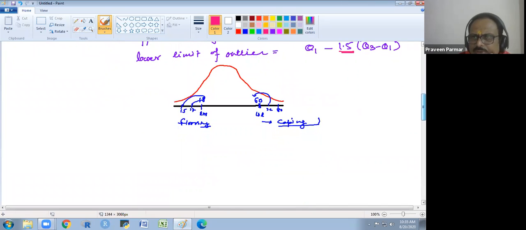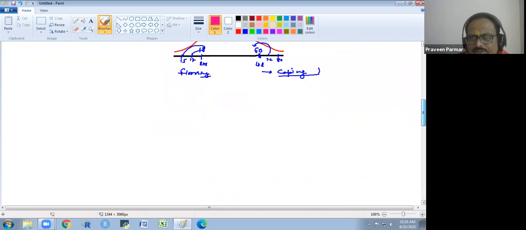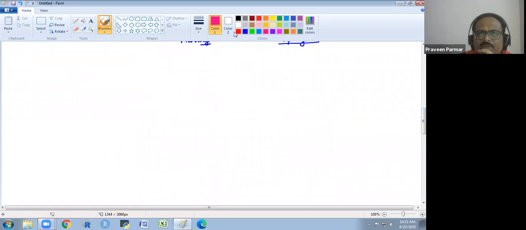So that was all about the measure of central tendency. Now we talk about the third, which is the measure of dispersion.